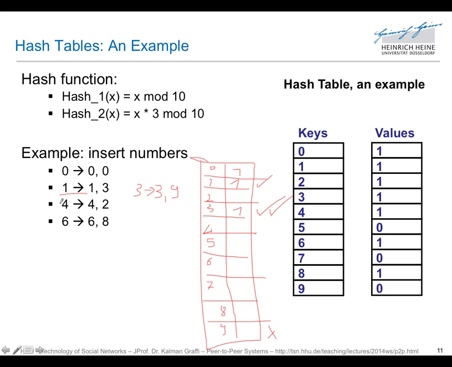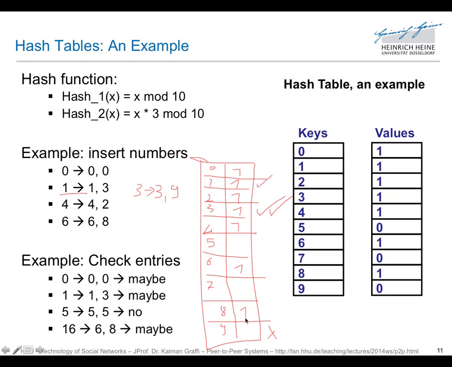Okay, let's enter further elements. 4 gives us 4 and 2, so here we have a 1, and here we have a 1. And 6 gives us also at 6 and at 8 a 1. So we could already try it. So this table we now have here.